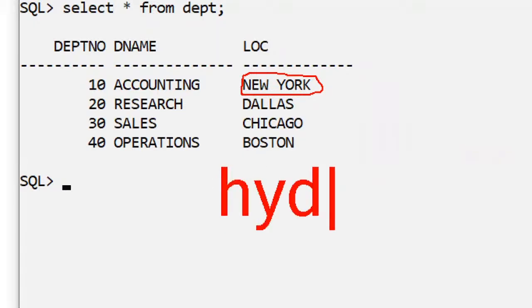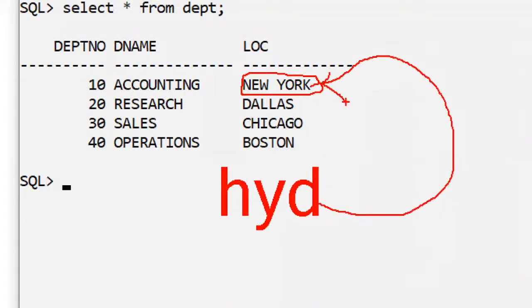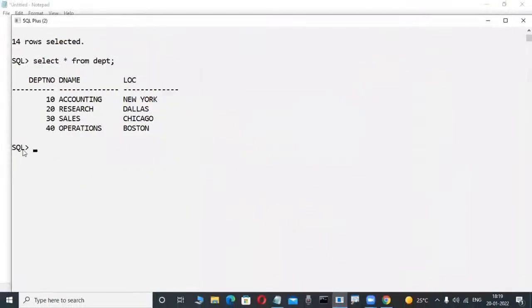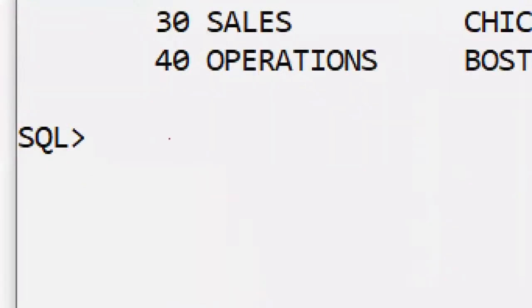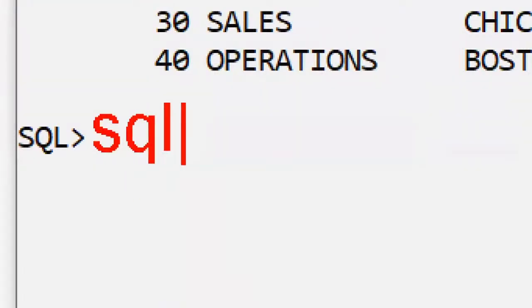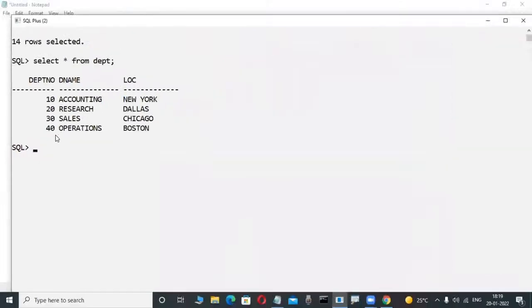Suppose I want to change this New York location into the Hyderabad location in this relational database. How can I do it? Just at the SQL prompt, using the SQL language. SQL is a very easy language. How? I will tell you. In SQL, you type some commands.